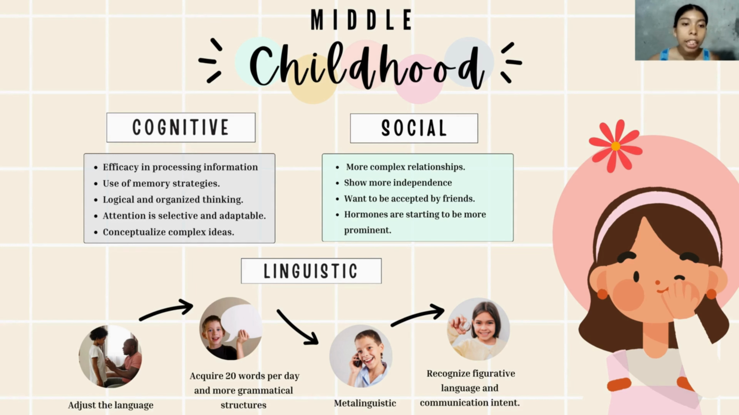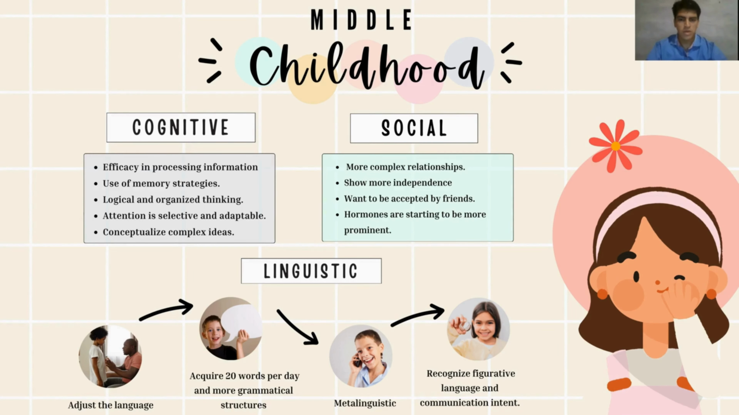Number 3. Children become better at categorizing information, identifying patterns, making connections, and drawing logical conclusions. This ability facilitates problem-solving and decision-making skills. These are some characteristics that are associated with social development in middle childhood.